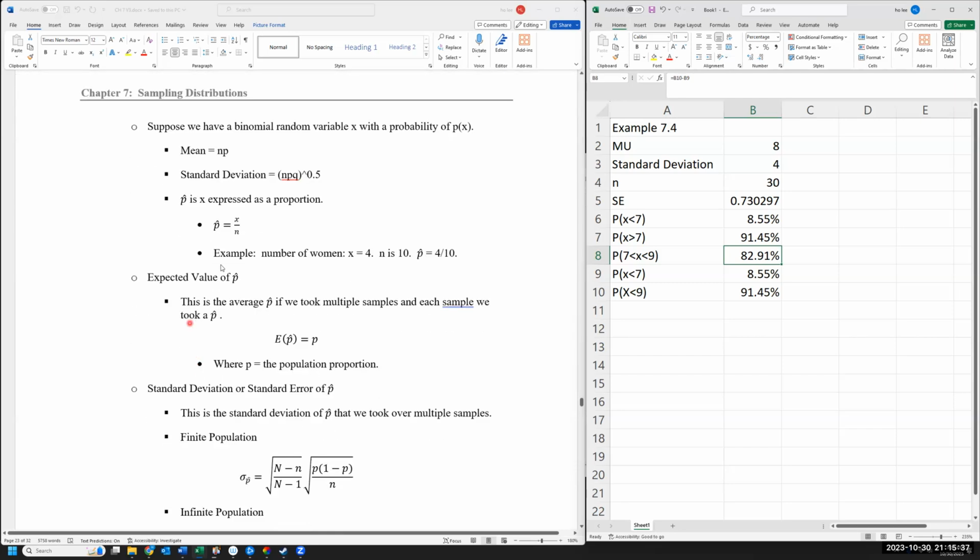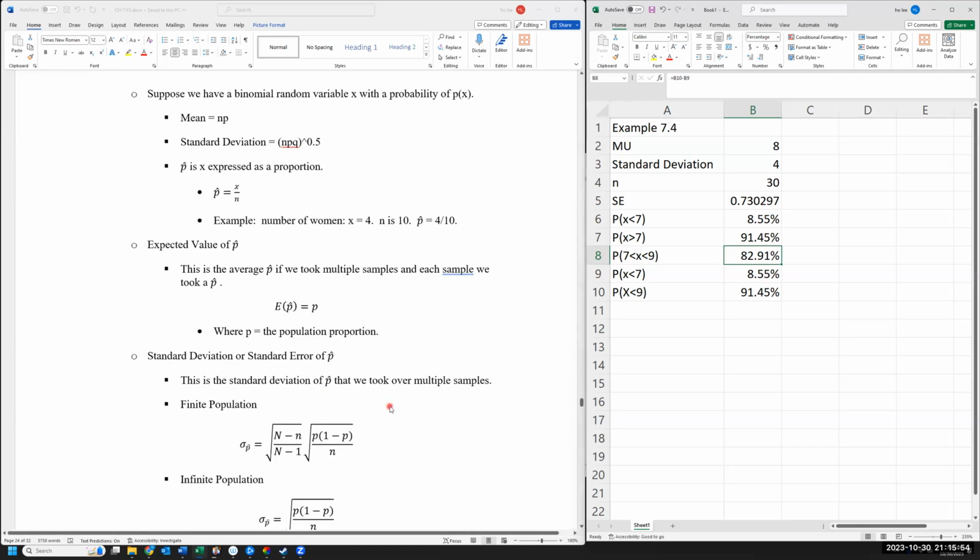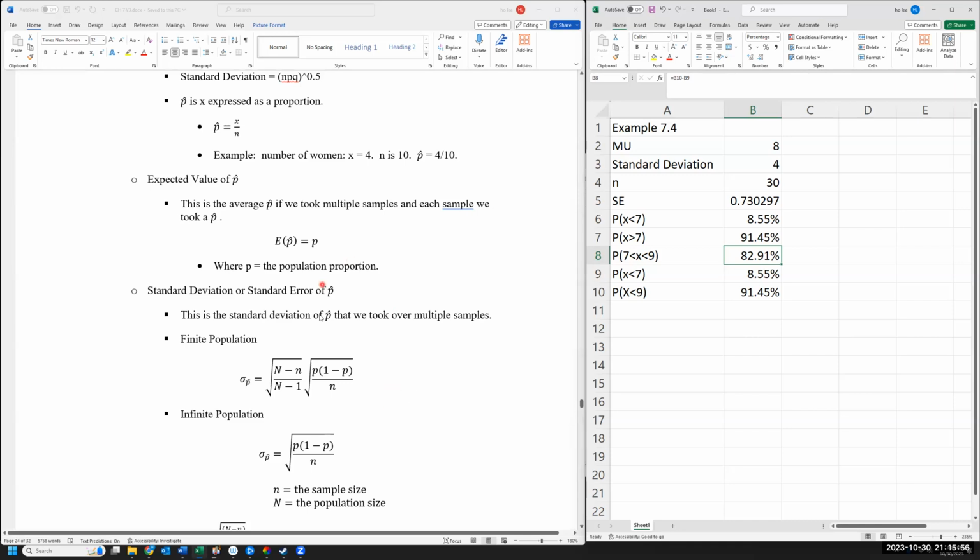Okay, the expected value of the sample proportion is the true proportion of the population. P is the population proportion. The standard deviation, or the standard error of the sample proportion, this is the sampling distribution of the sample proportions. So the standard deviation of the sample proportions is the following.